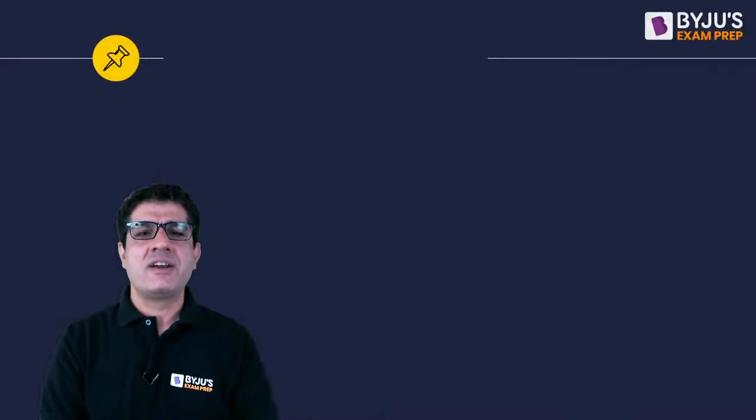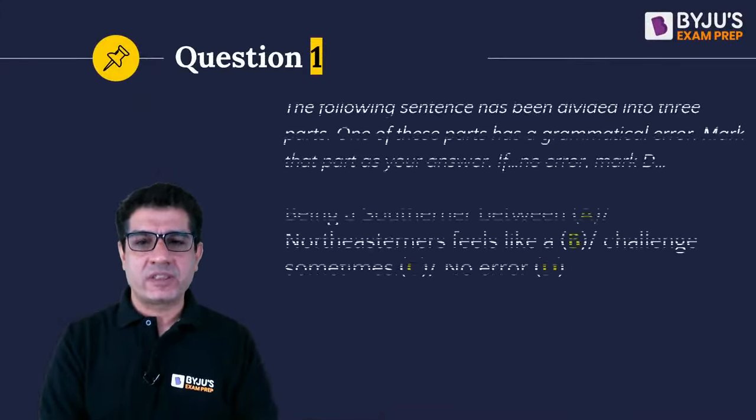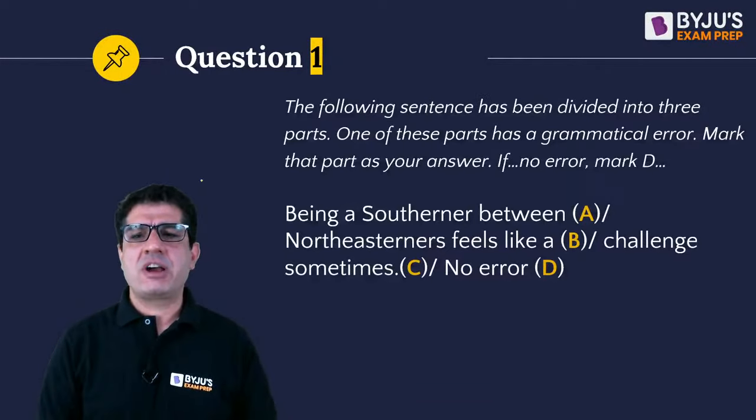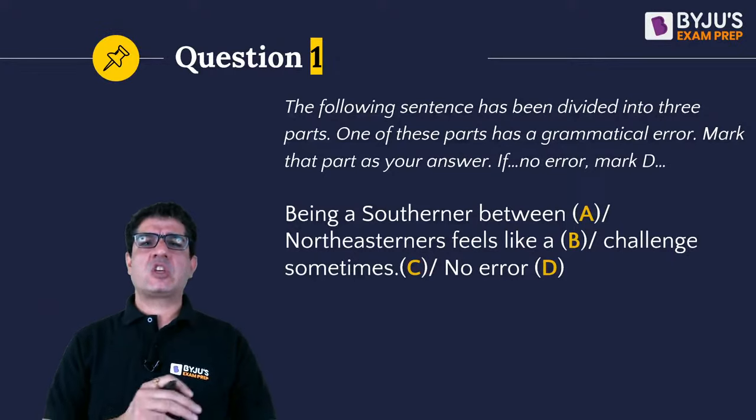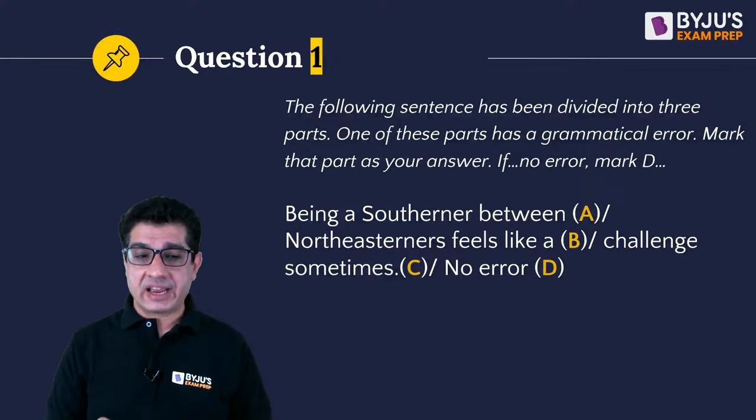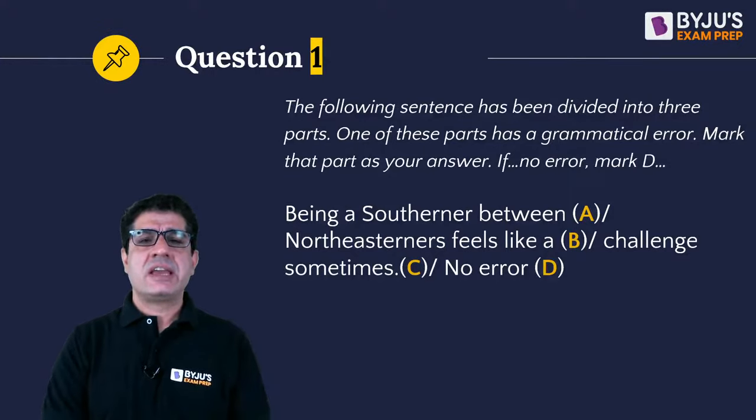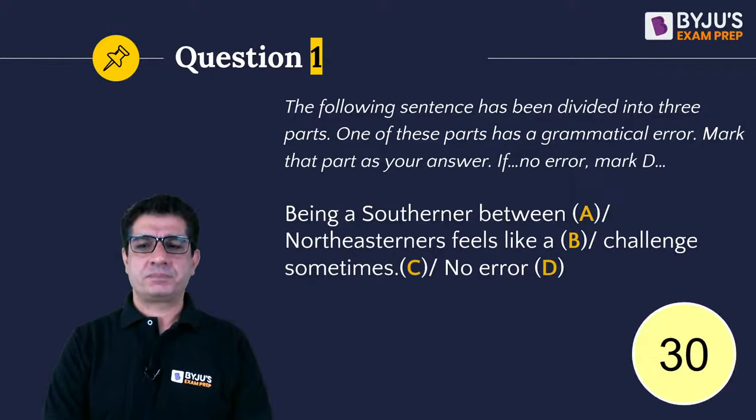So here is your first question on the screen. As you can see, you have been given a sentence that is divided into 3 parts. If any of these parts has a mistake, mark that as your answer. On the other hand, if you think that the sentence is absolutely correct, there is no problem with it, go ahead and choose D, no error, and your time starts now.